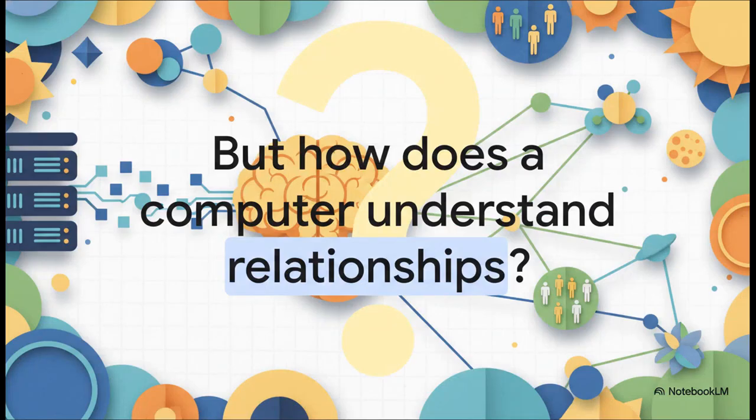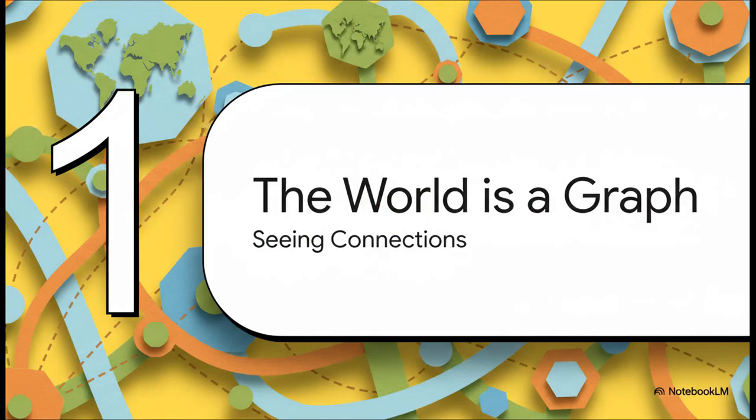And that really gets us to the core question for this whole explainer, doesn't it? We can feed a computer a long list of facts, but how do we actually teach it to understand the complex web of connections that defines, well, everything from a molecule to your social circle? The answer, it turns out, starts with a really simple but profound idea. You have to see the world not just as a collection of individual things, but as a graph.